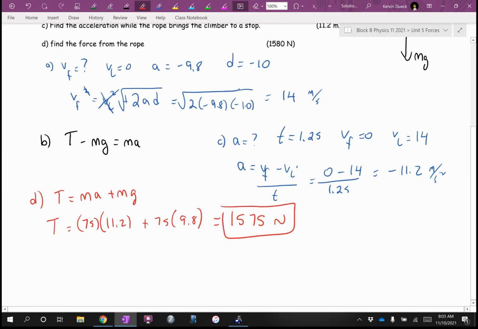So I would argue every section of this question, totally fair game, because there's nothing new there. Will I give you one question with this many steps on your test in Physics 11? No.